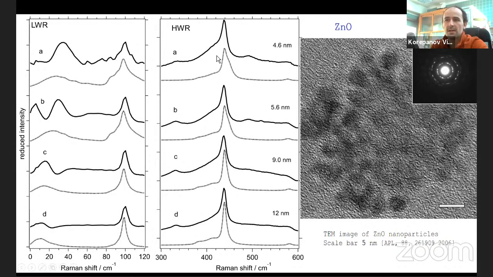This strong band cannot be analyzed with a phonon confinement model very well, because it is symmetric even for the bulk crystal. There is some phonon interaction, which makes the shape of this band, the experimental shape, asymmetric, and it is skewed towards the low wave number. So this is very special for zinc oxide. But for the low wave number region, the calculated localized phonon spectrum matches the experimental data on nanoparticles very well.